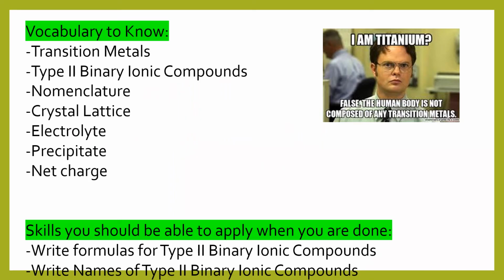Some vocabulary you need to know as we go along. Transition metals, type 2 binary ionic compounds, nomenclature, crystal lattice, electrolyte, precipitate, net charge. Skills you should be able to apply, where you should be able to write the formulas for type 2 binary and write the names for type 2 binary. So those are things to be on the lookout for.